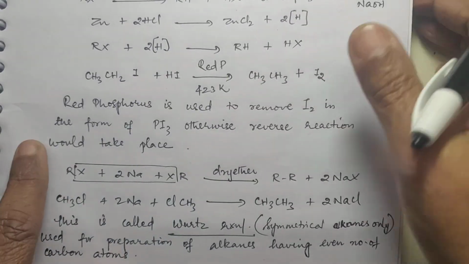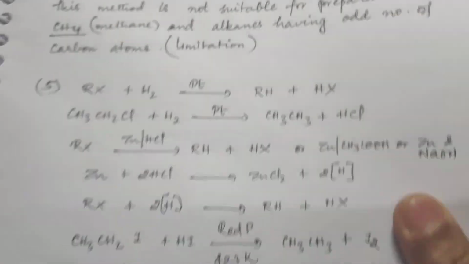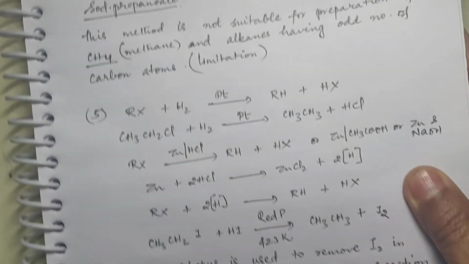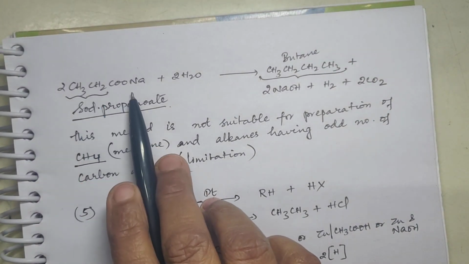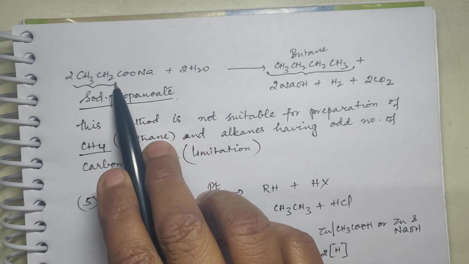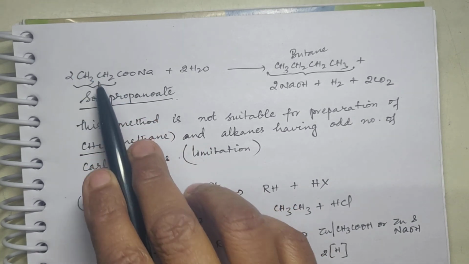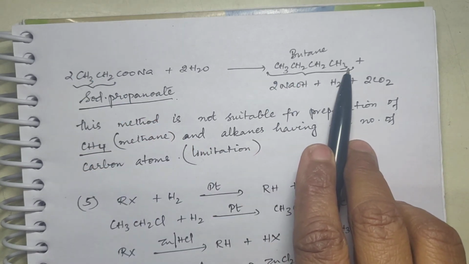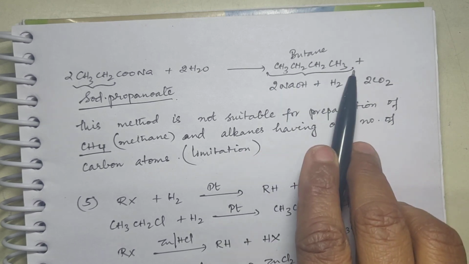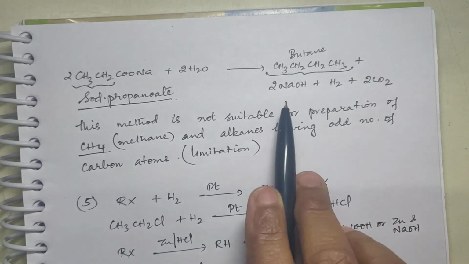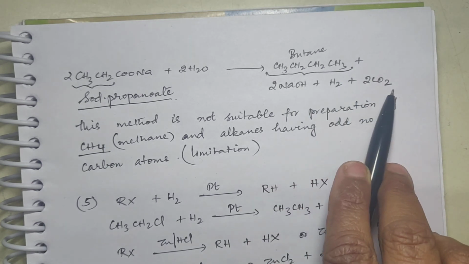You need to know the mechanism. Now, C2H5COONa, I was asking you. So the CH3CH2 part is going to double. So what will you get? You will get butane, CH3CH2CH2CH3. This will double. Is that clear? So you will get butane and the other products are common.